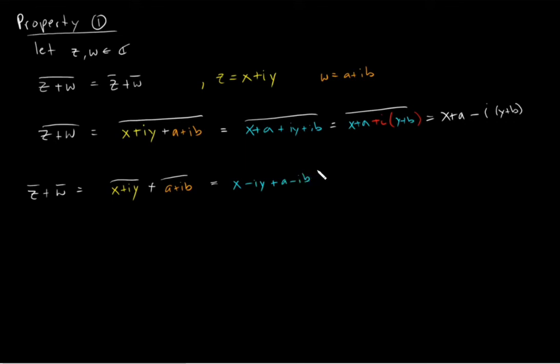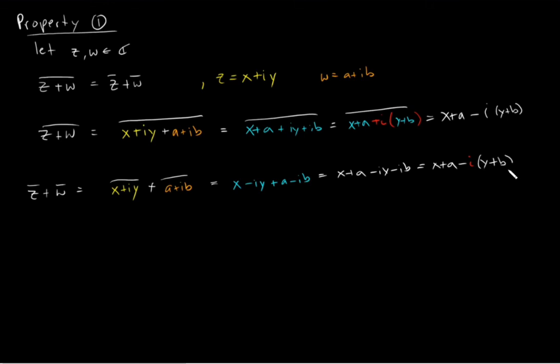Combine the real parts with the real parts and the imaginary parts with the imaginary parts. We end up with x plus a minus iy minus ib. We factor the i, so we end up with x plus a and minus an i. We factor out an i, and then parentheses, what's left inside, it should be y plus b.